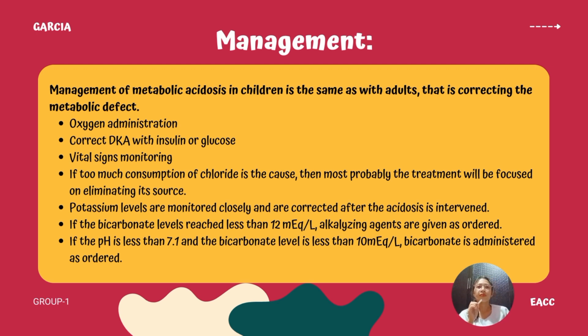And then, i-monitor din yung potassium level. Closely monitored yon. And, i-correct yun after i-intervene ng acidosis. If the bicarbonate levels reach less than 12, alkalizing agents are given as ordered. If the pH is less than 7.1 and the bicarbonate level is less than 10, bicarbonate is administered as ordered.